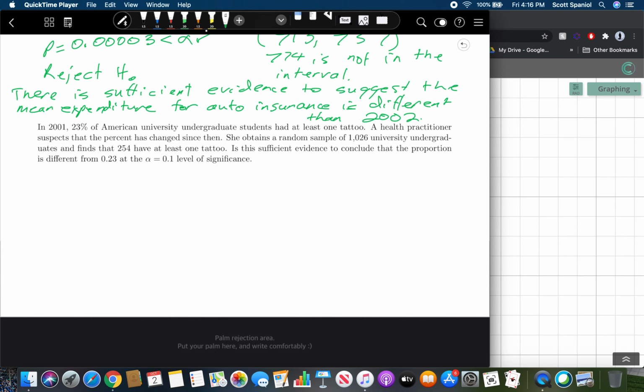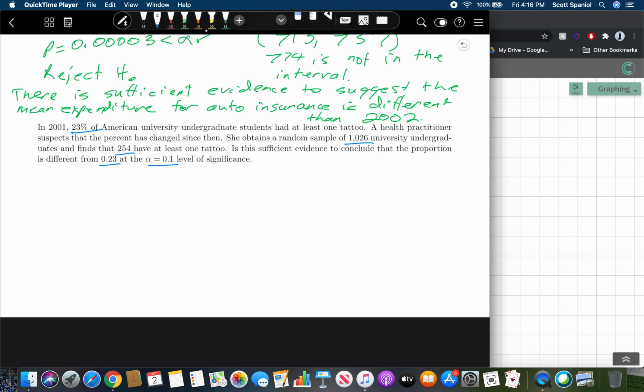Okay, next one. In 2001, 23% of American university undergraduate students had at least one tattoo. A health practitioner suspects that the percent has changed since then. She obtains a random sample of 1,026 university undergraduates and finds that 254 have at least one tattoo. Is this sufficient evidence to conclude the proportion is different from 0.23 at the 0.1 level of significance?